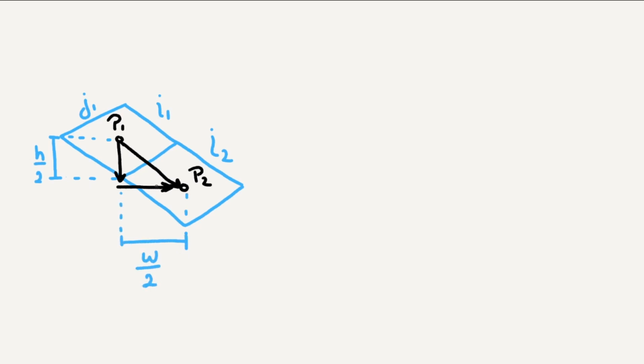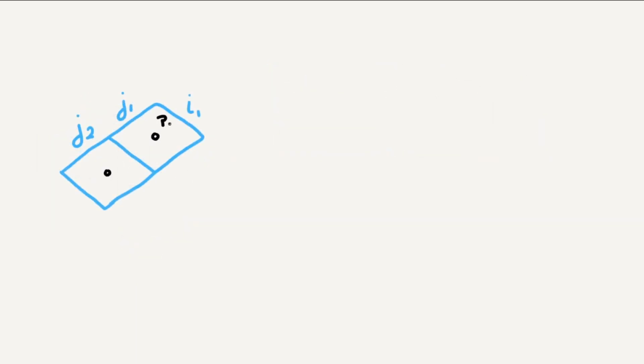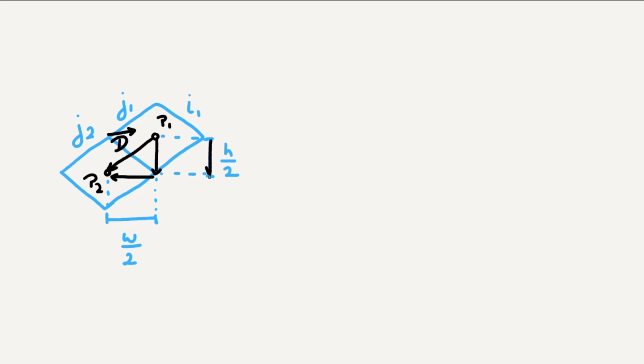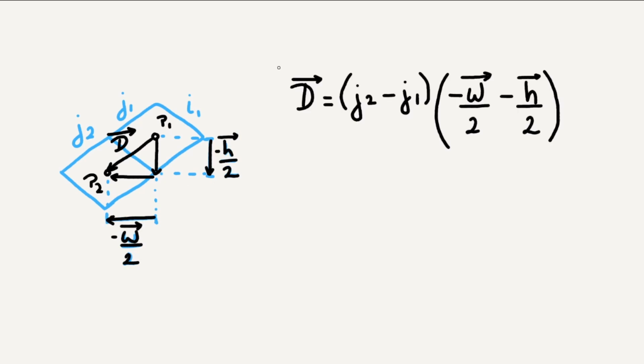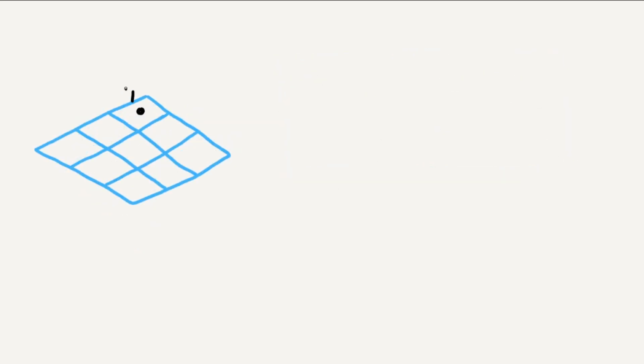Here, it will be negative because this is going in the opposite direction of the h vector. We can do the same for j and see the distance between 2 points when the i is the same for both of them, and the only influence on their positioning is their j position. This time, both of these vectors will be negative because both of them are going in opposite directions from the h and the w vectors.